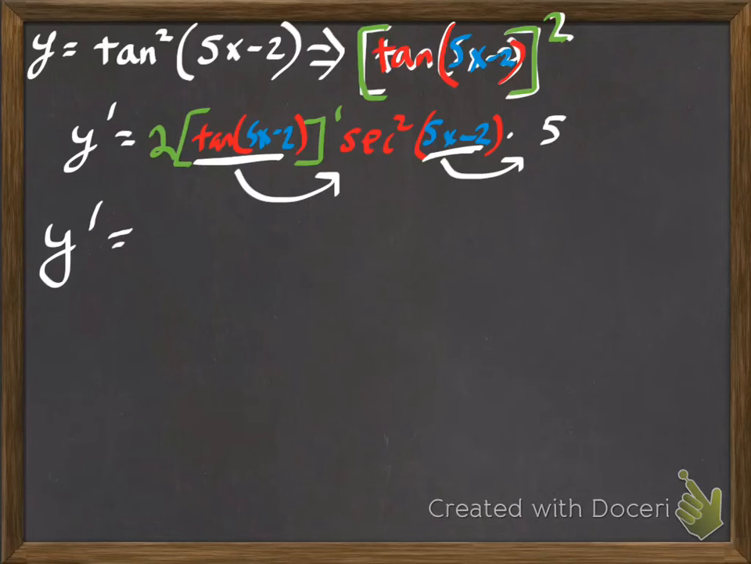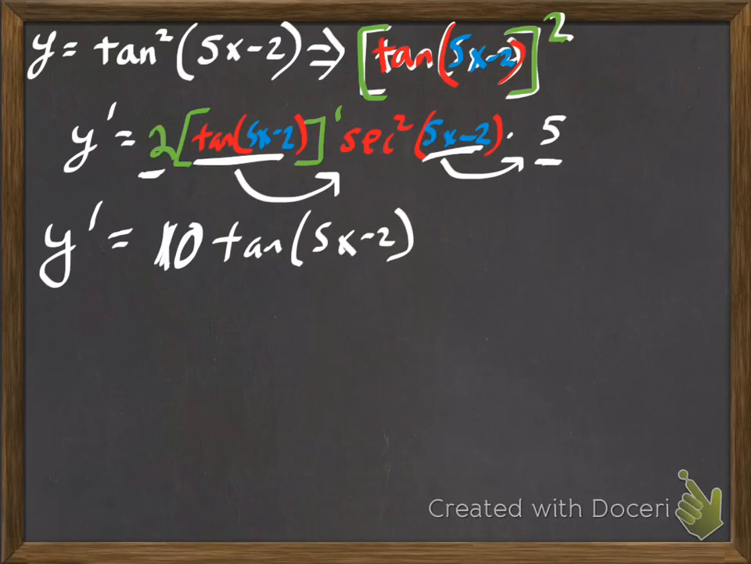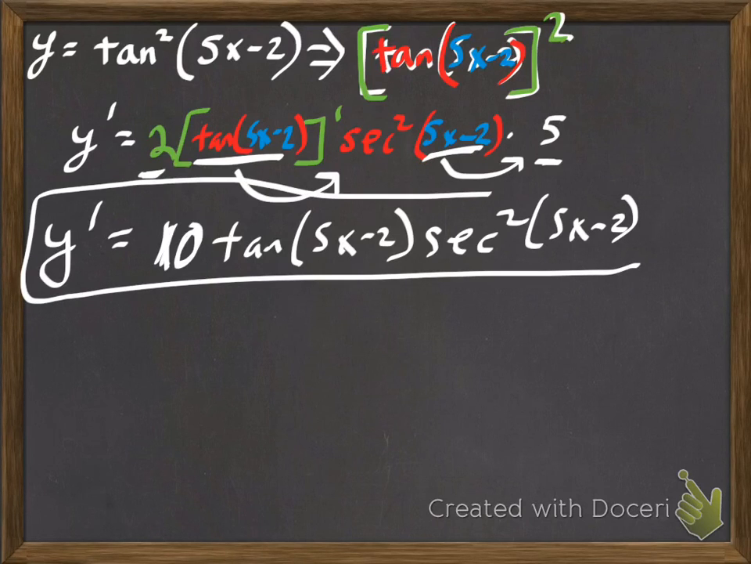So y prime would be, well, we can simplify 2 and 5, giving us 10. We have tangent of 5x minus 2 and secant squared of 5x minus 2. So a pretty complicated looking answer, but it's also a complicated looking problem at the beginning. Alrighty, hope this helps.